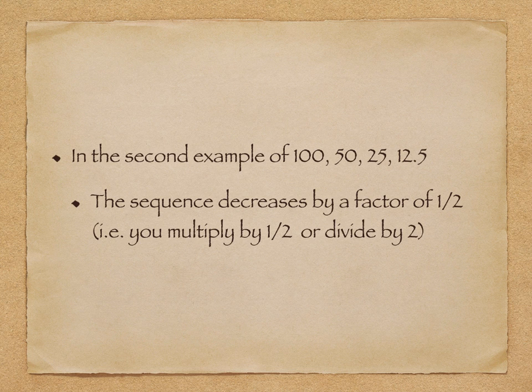So in the second example of 100, 50, 25, 12 and a half, the sequence decreases by a factor of a half. So you can either multiply the previous term by a half, or you can divide the term by 2. Now, if you were to look at this sequence in terms of the first term, the alternative way, you're really going to get a smaller fraction that you multiply the first term by. So for the second term, you're multiplying the first term by a half. To get the third term, you're multiplying the first term by a quarter, and so on and so forth.